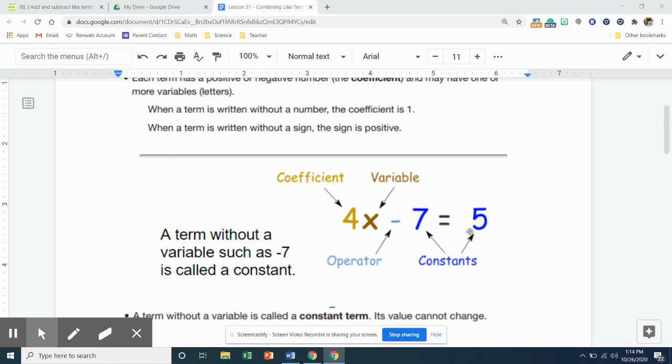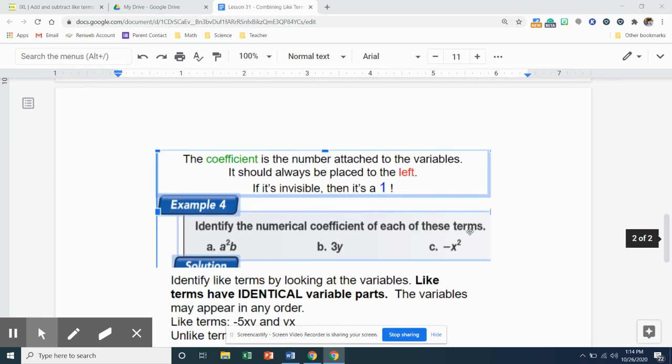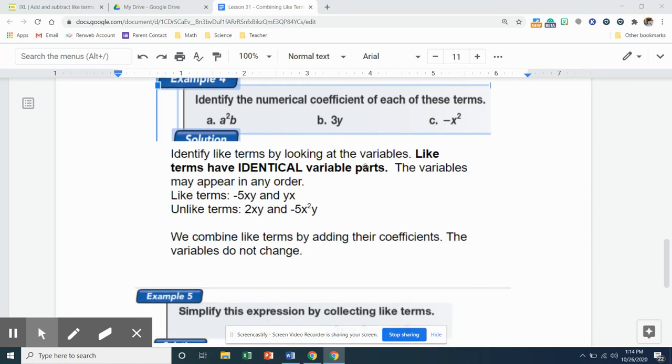So in math, we can only combine things that are alike. So we call that combining like terms. And what we do is we keep the variable the same and we add the coefficients. So right here, identify like terms by looking at the variables. Like terms have identical variable parts. Identical means identical, meaning if it's an x, it has to only combine with an x. It can't combine with an x squared.